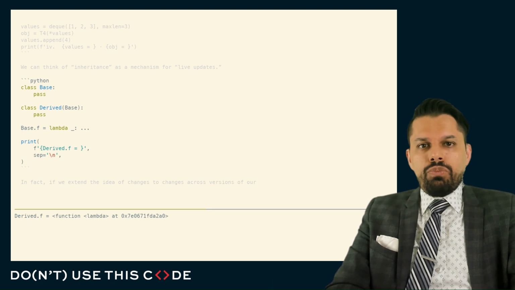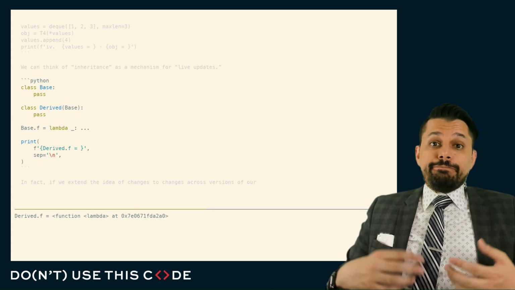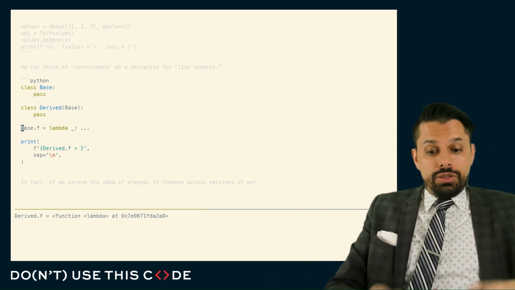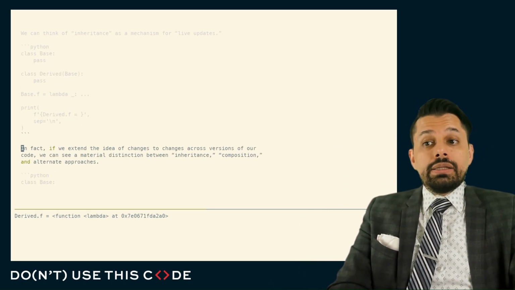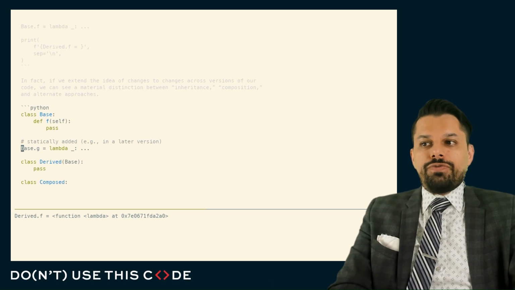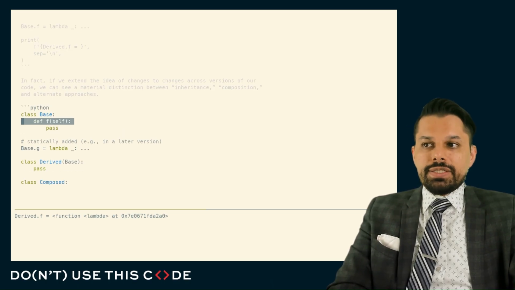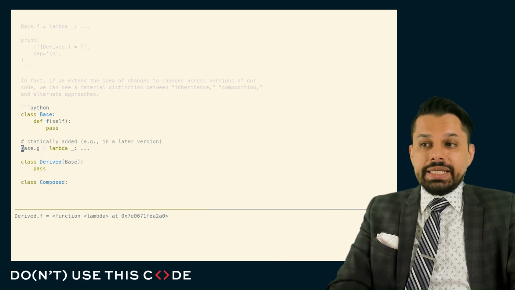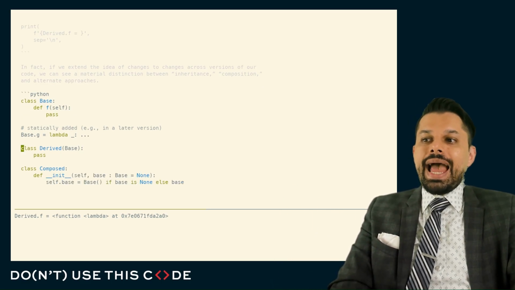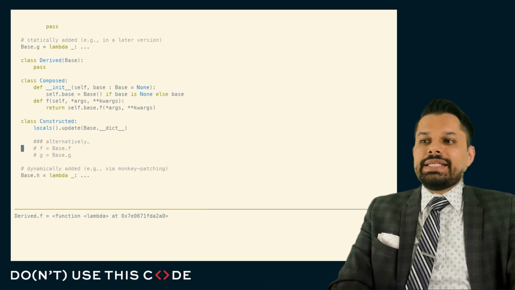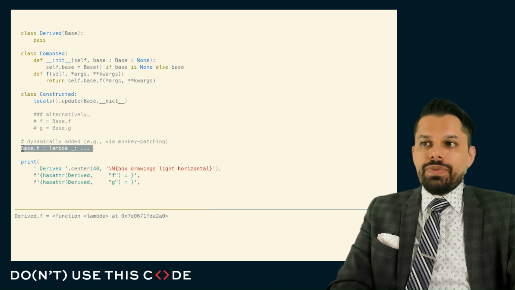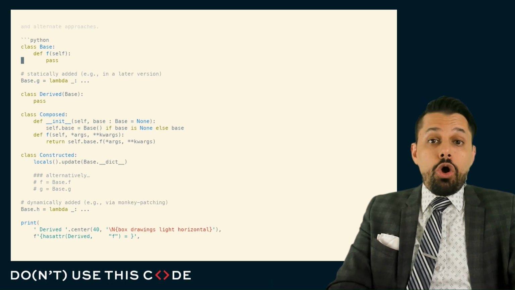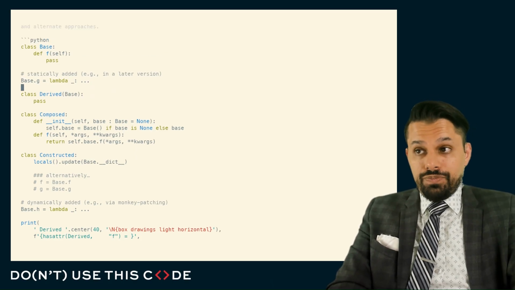Now, it's actually kind of unlikely that we'll do something like this at runtime. Instead, what is a little more likely is that we might do something like this across versions of the underlying code. So let's extend this idea across versions. Let's say that base starts with a method f, and then later in a different version statically has a method g added to it, and then at runtime has yet another method h added. And let's compare inheritance, composition, and alternate approaches like object construction.